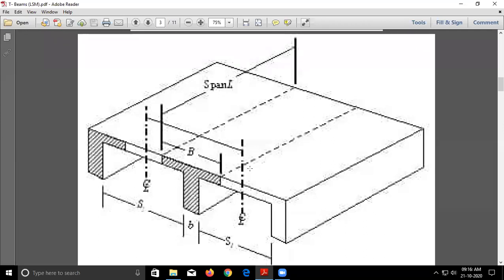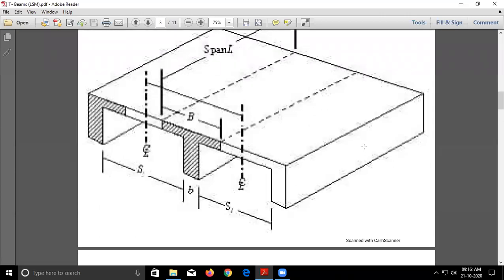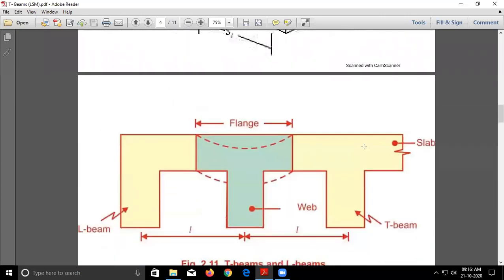Yes or no? Is this clear? Yes, sir. Okay, fine. So now let us see some more figures of this so that you understand.